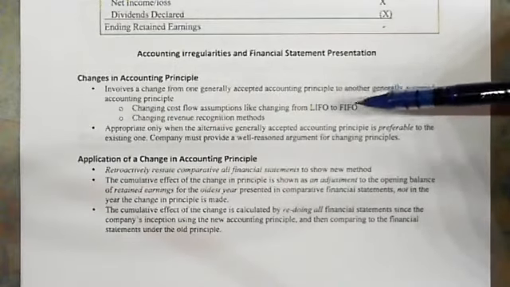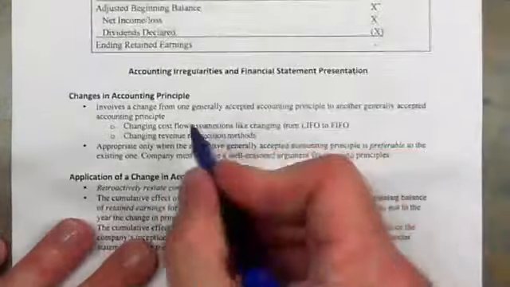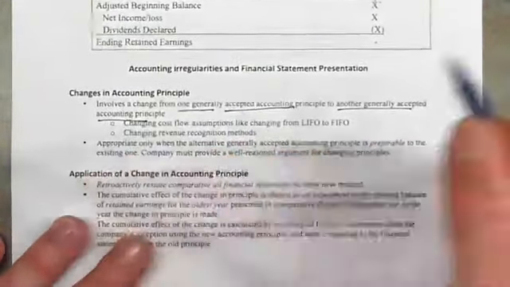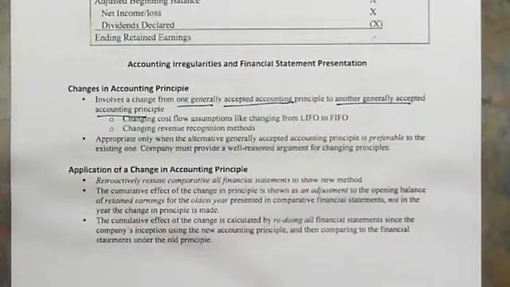One thing that is extremely pertinent is that it's a change from one generally accepted accounting principle to another generally accepted accounting principle. Because if you switch, for example, from something that just is not accepted, that is non-GAAP, to something that is GAAP, that's a correction of an error, which is a different sort of adjustment.